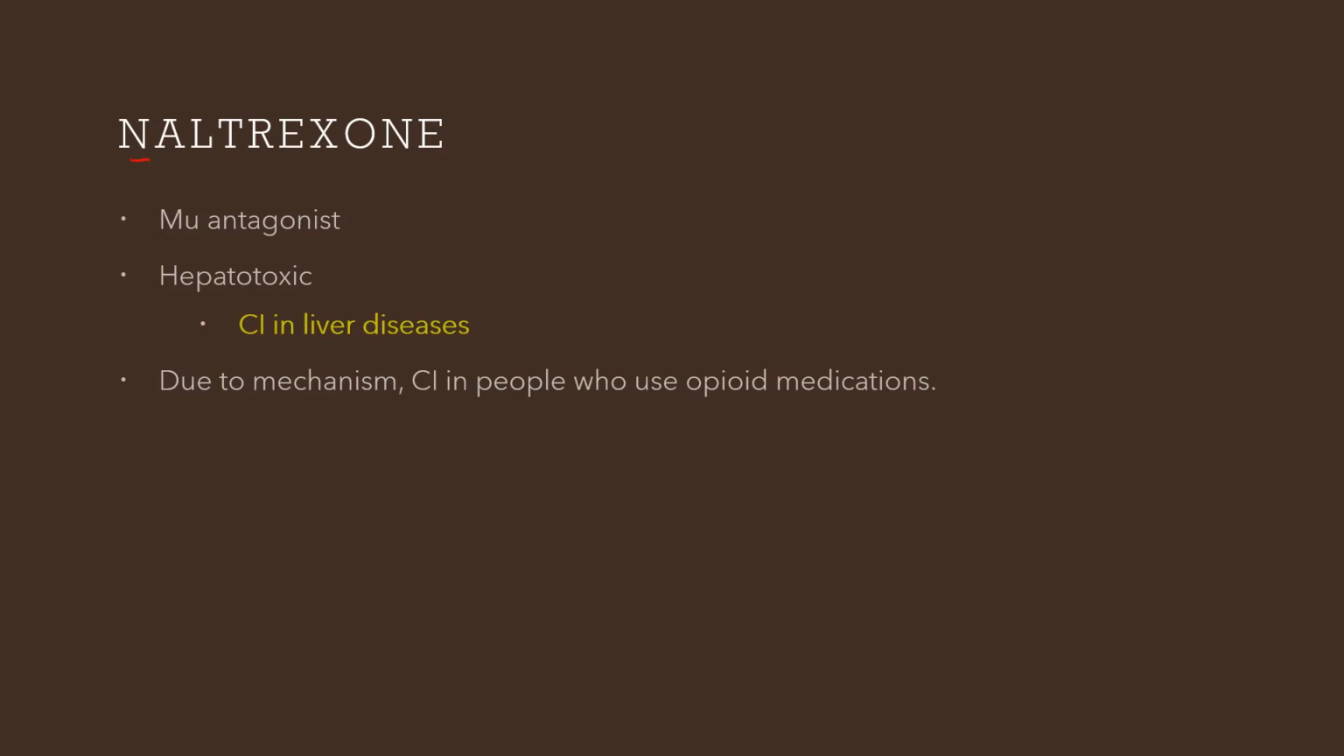And naltrexone, the other first-line drug we have, is a mu antagonist, and it is hepatotoxic, so it is contraindicated in liver diseases. So we cannot give this drug to people who have concomitant liver diseases. And also we cannot give this drug to people who also use opioid medications for pain, etc., because it will antagonize the effect of the medication.